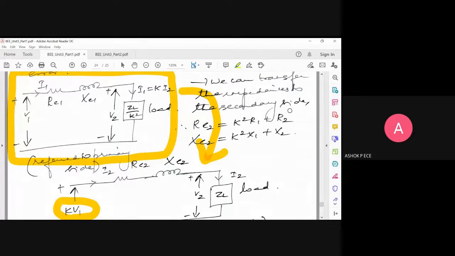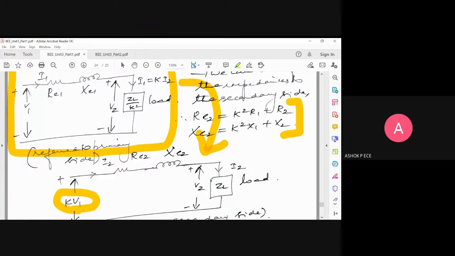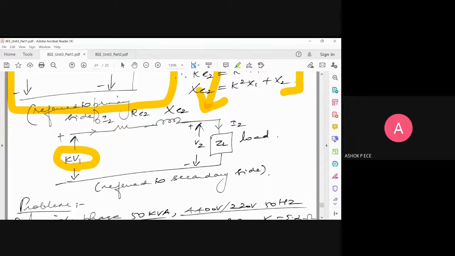And what Re2 and Xe2 are is given here. You are multiplying by k square. So R1 plus R2 by k square will become k square R1 plus R2. Same way, k square X1 plus X2. And ZL is on the secondary, so do nothing, it's just ZL. V2, secondary, so just V2. I2, secondary current, so just I2. All the secondary parameters you should not disturb. You have to multiply all the primary parameters by k square. Okay, this is the circuit when you refer from the secondary.